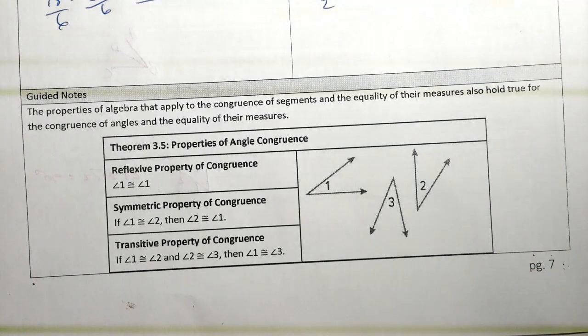Okay. All right, guided notes, bottom of page 7. The properties of algebra that apply to the congruence of segments and the equality of their measures also hold true for the congruence of angles and the equality of their measures. All right, so theorem 3.5 is the properties of angle congruence.